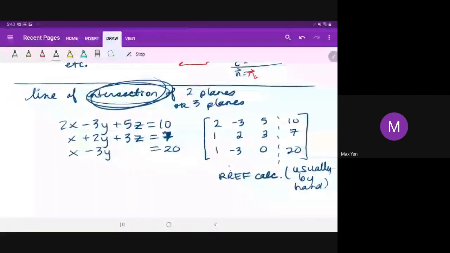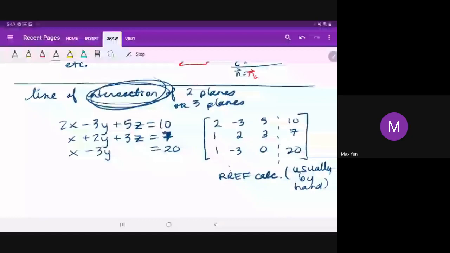Okay, so on the calculator, I'm hitting matrix, edit. Ooh, an 8x4? Why did I have an 8x4 on there? Okay, so this is a 3x4. So 2, -3, 5, 10. 1, 2, 3, 7. 1, -3, 0, 20. And then I do RREF on my calculator. So math, matrix math, RREF. Oops, I hit the wrong button. Matrix. Oh, seriously. Okay, let me go again. So matrix, RREF.